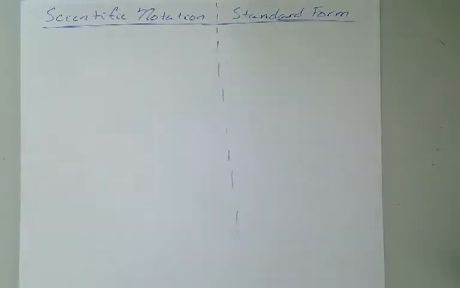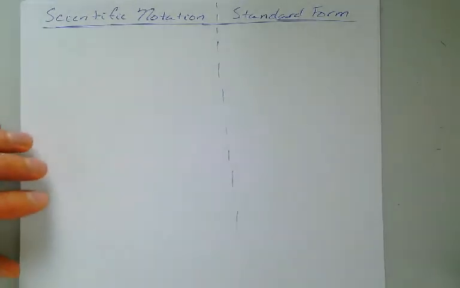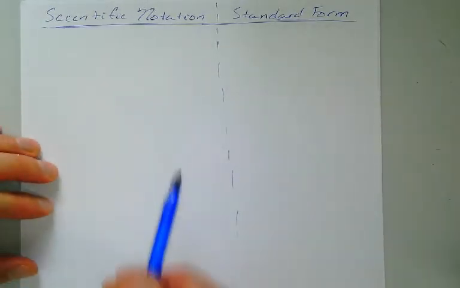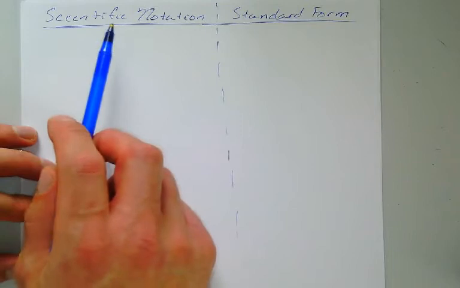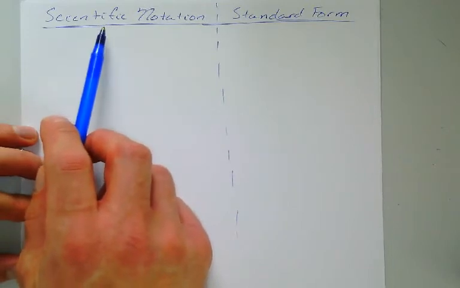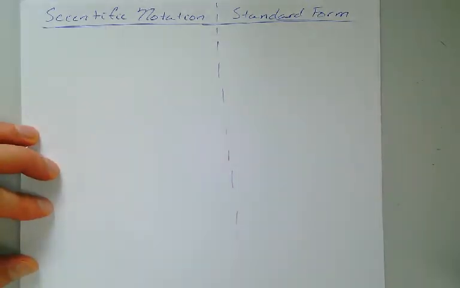Let's talk about scientific notation and standard form. You guys haven't seen scientific notation yet in 8th grade, but I'm pretty sure you saw it some in 5th grade and maybe a little bit in 6th grade. So scientific notation is a way for us to write really big numbers or really small numbers.